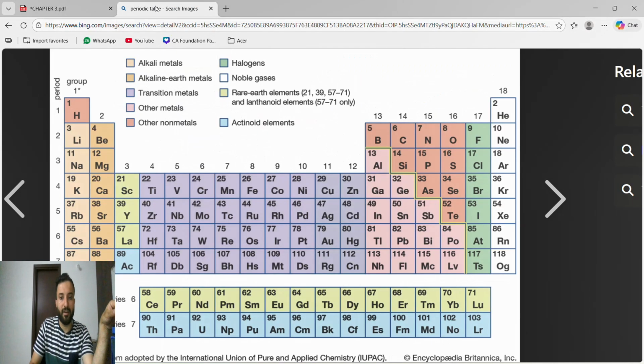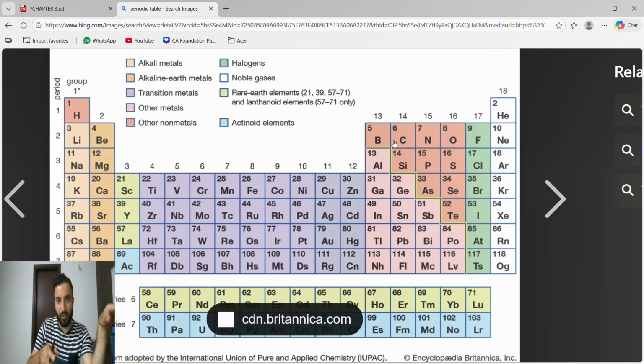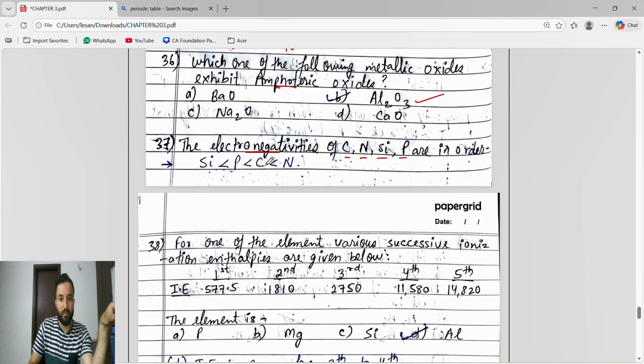Along the period it is increasing, which means nitrogen is more than carbon, and down the group it's decreasing. So down the group means silicon and phosphorus. In this, along the period, phosphorus is more than silicon. So nitrogen is greater than carbon, greater than phosphorus, greater than silicon.